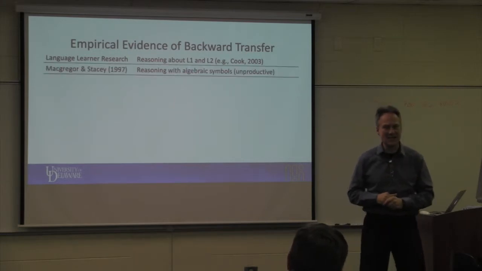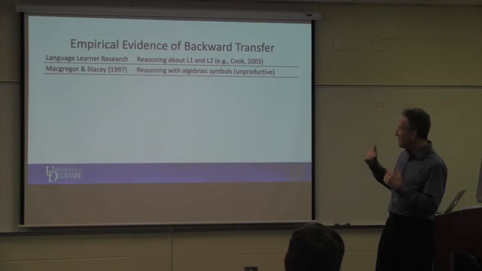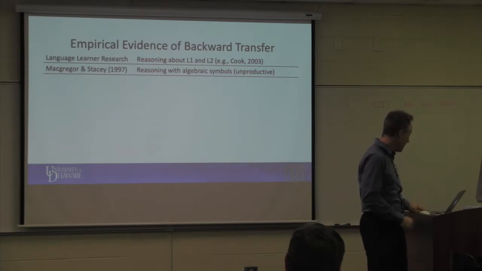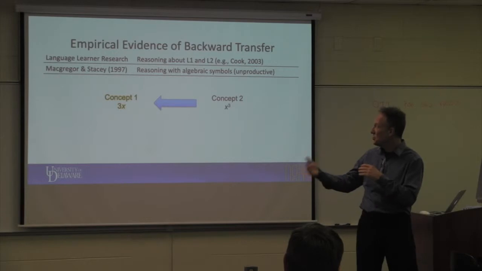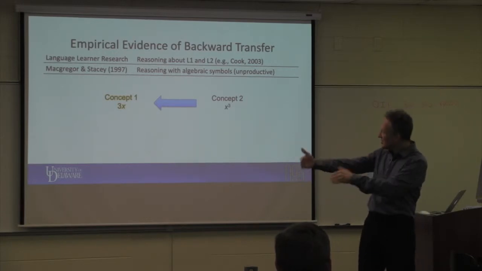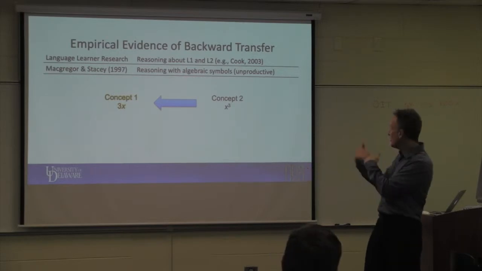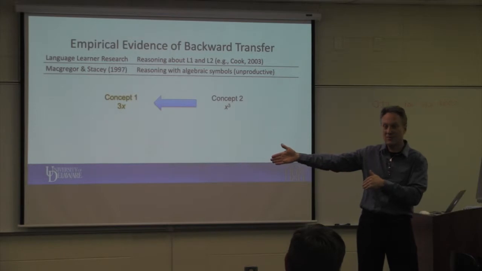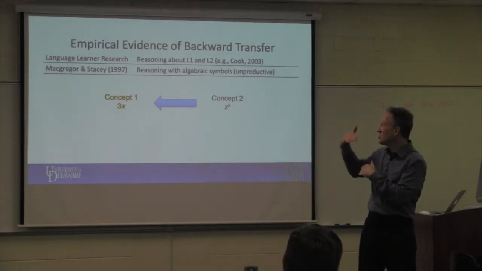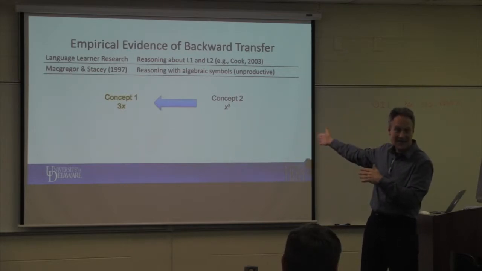In mathematics education, it's not as common, but there are findings that I think are instances of backward transfer. Like MacGregor and Stacey, they have a study on algebra symbols. They showed that when students learn about concept one, which is algebra symbols without exponents, and then learn about algebra symbols with exponents, they subsequently become more confused about algebra symbols without exponents. Like they might think that 3x means x to the third.